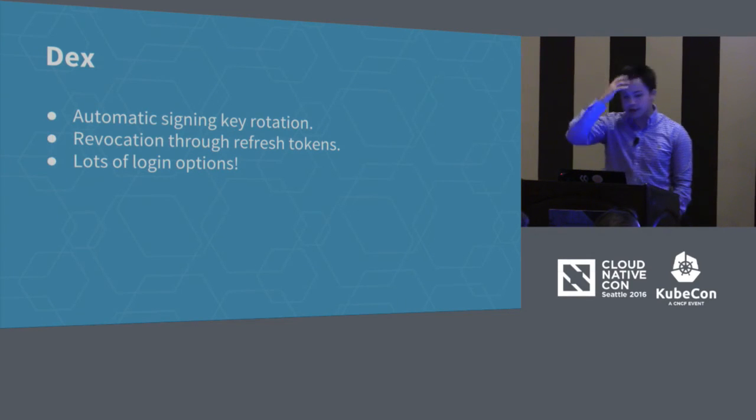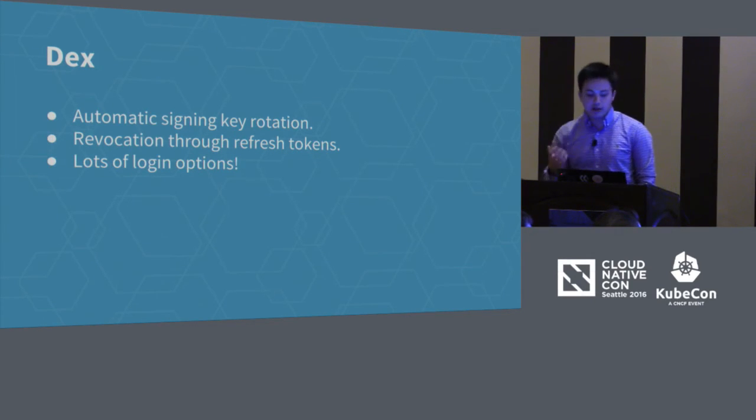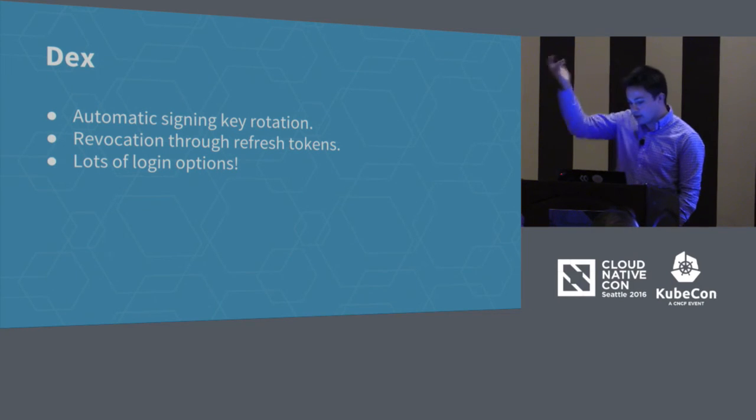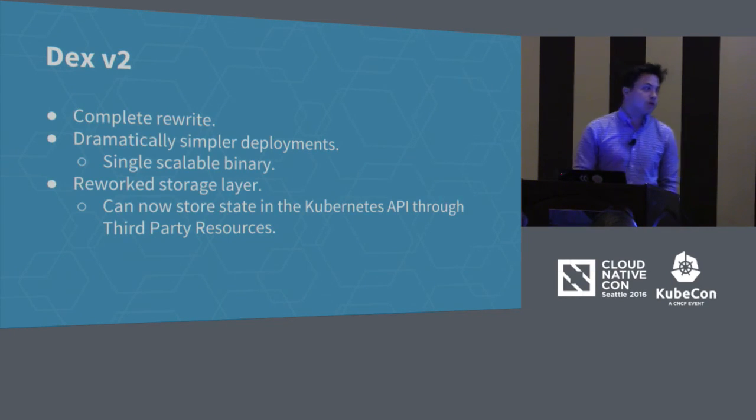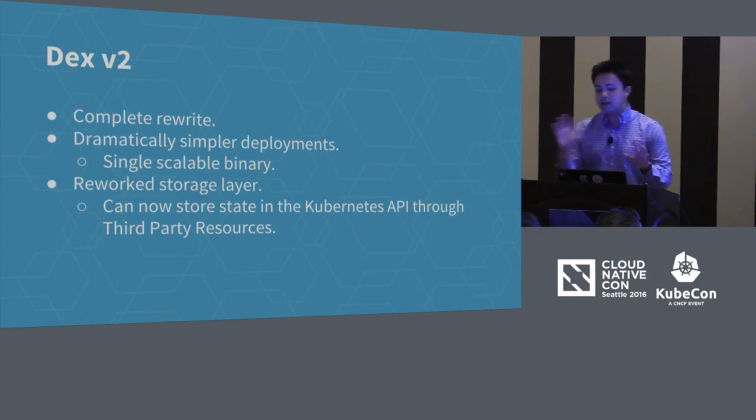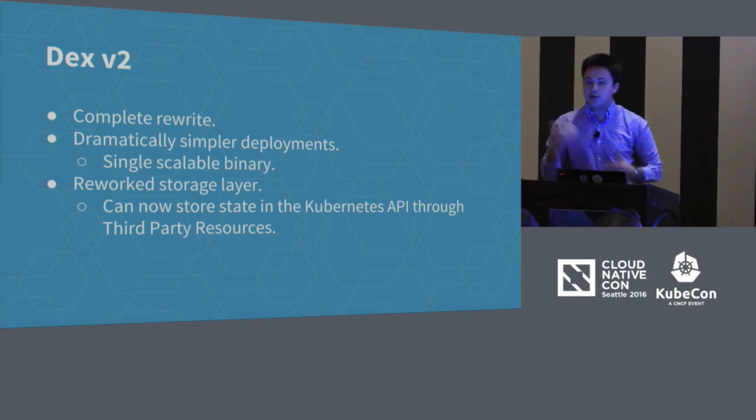Dex has some really cool features. It has automatic signing key rotation. There's revocation, just because it's OAuth. Lots of login options. Dex v2 was a complete rewrite of Dex. We tried to make it dramatically simpler to deploy. It is now a single scalable binary, and we reworked the storage layer.